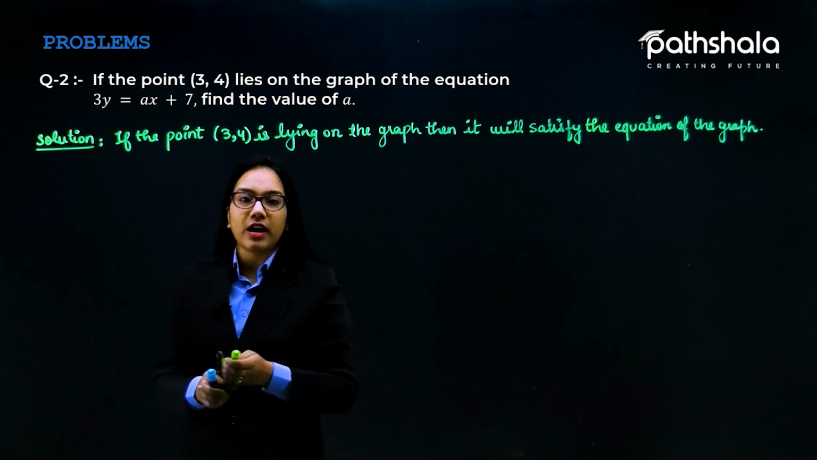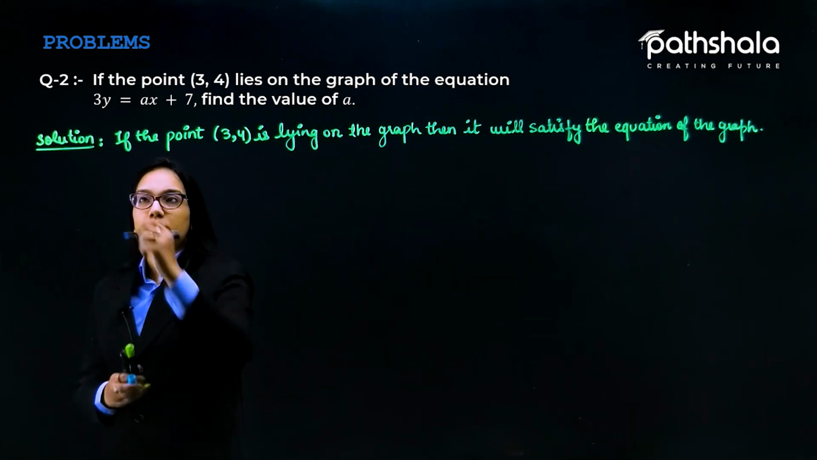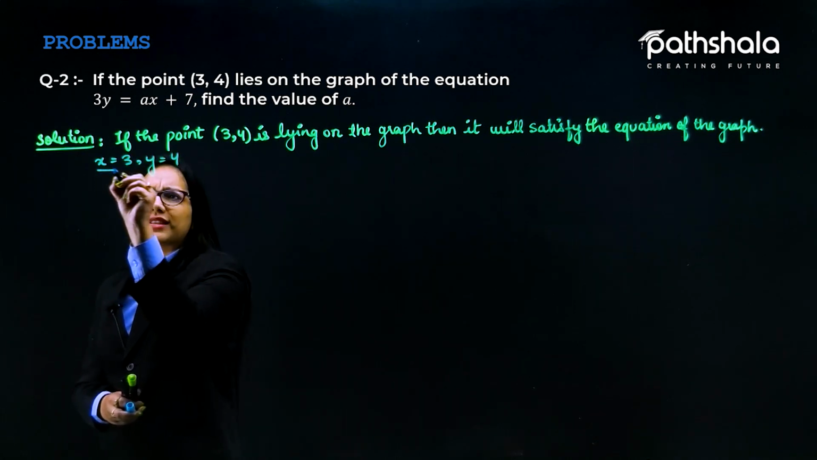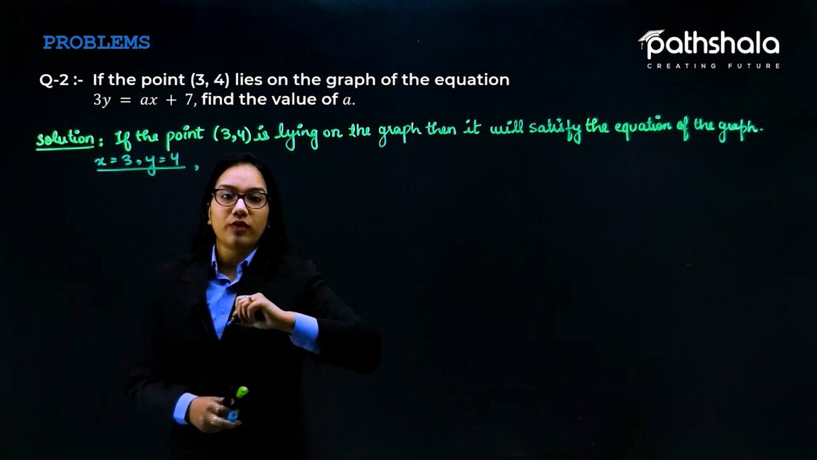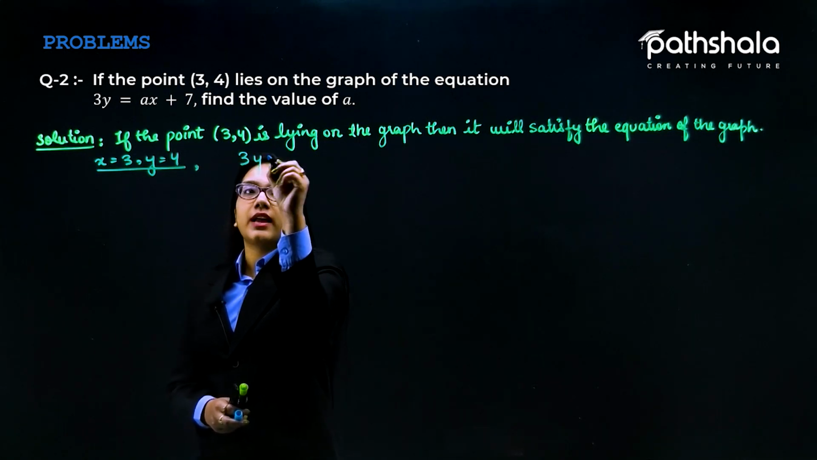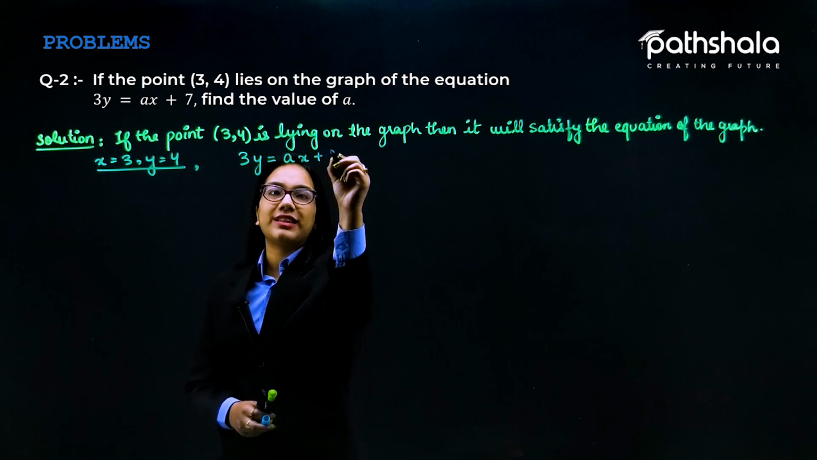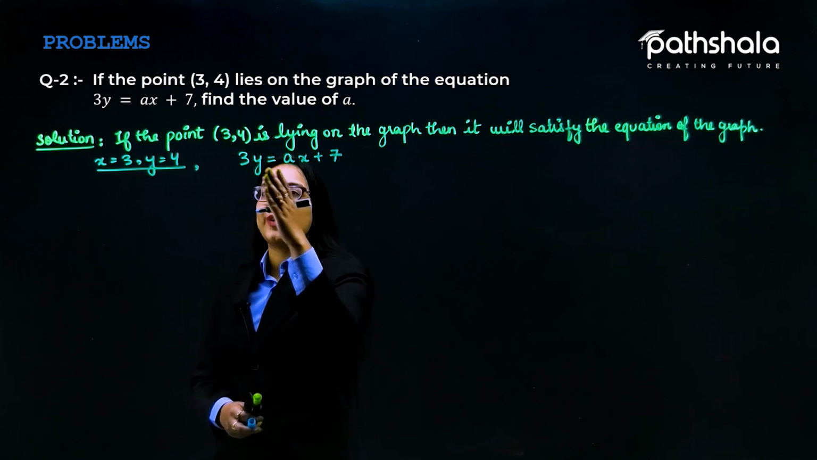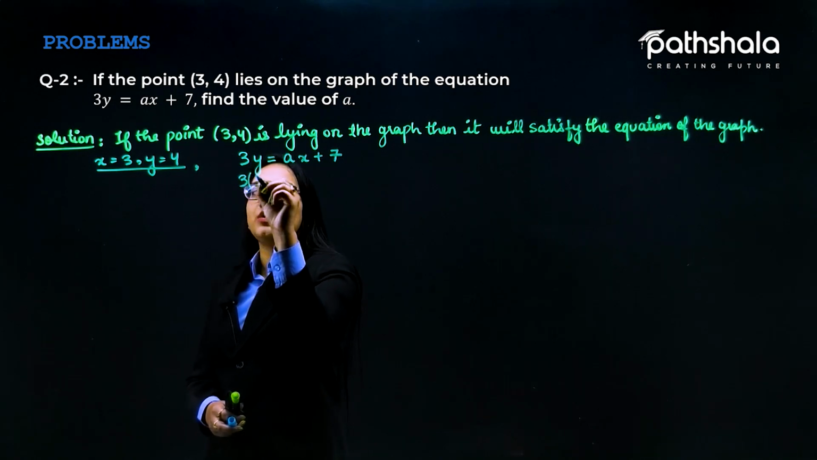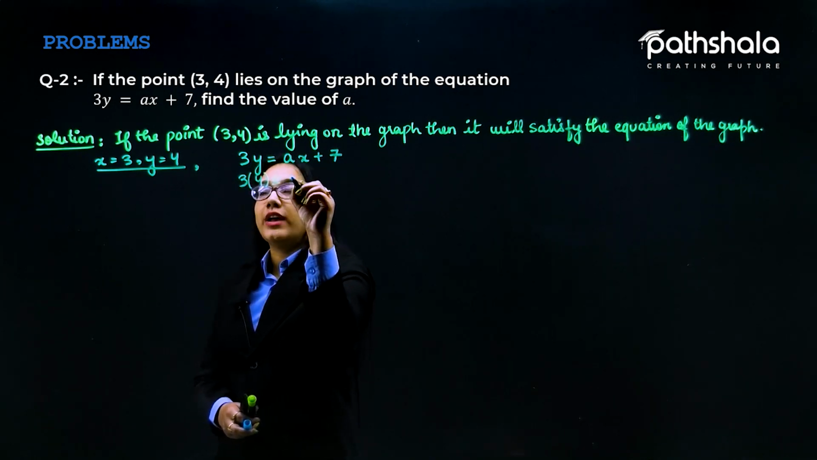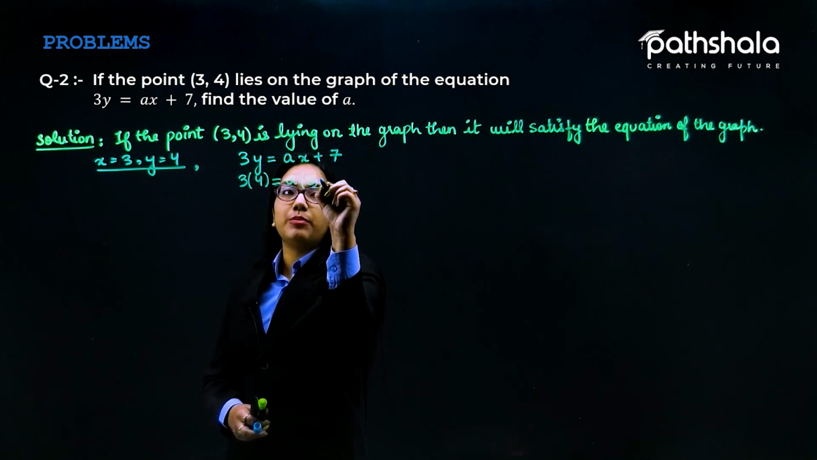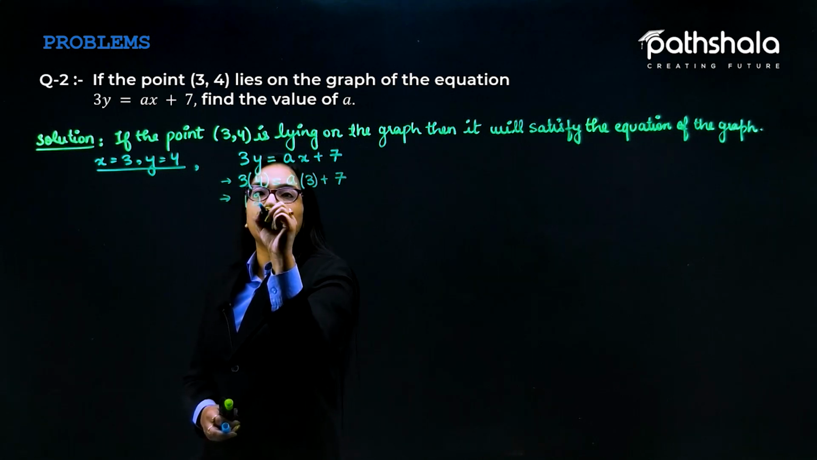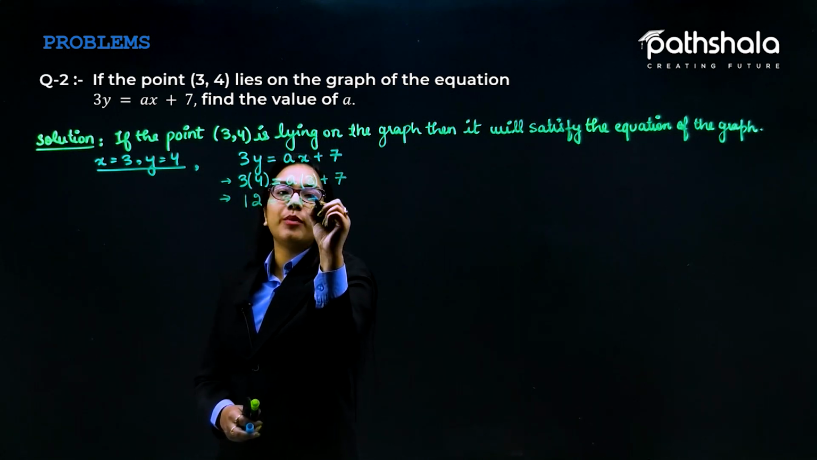So if we are substituting (3, 4), as we know that x is 3 and y is 4. So let's substitute x as 3 and y as 4 in the equation. We have the equation as 3y = ax + 7. Substituting, we get 3 into 4, which is equal to a into x, x is 3, plus 7. So the equation will be 3 into 4, which is 12, equal to 3a + 7.